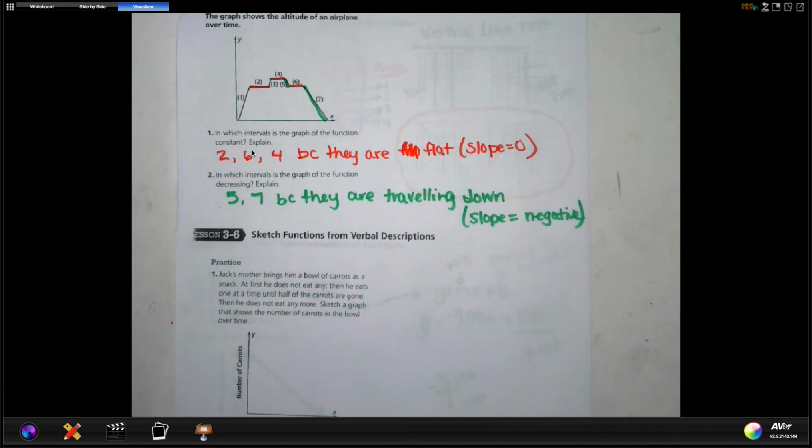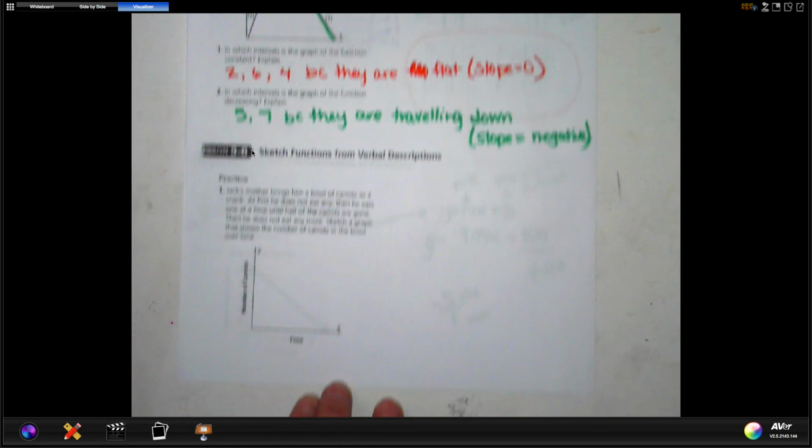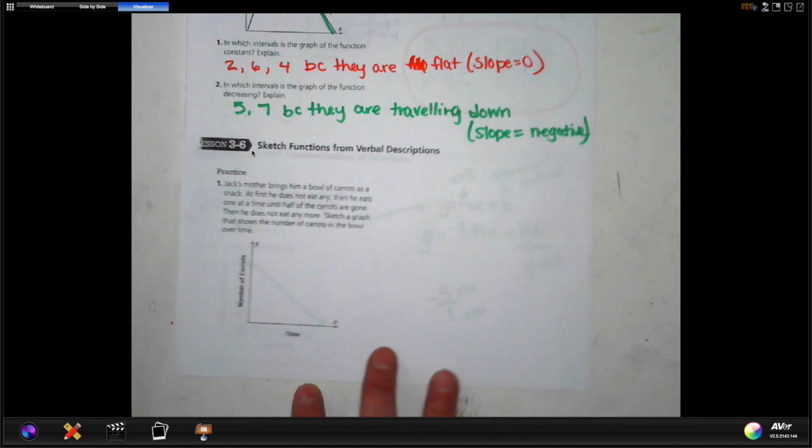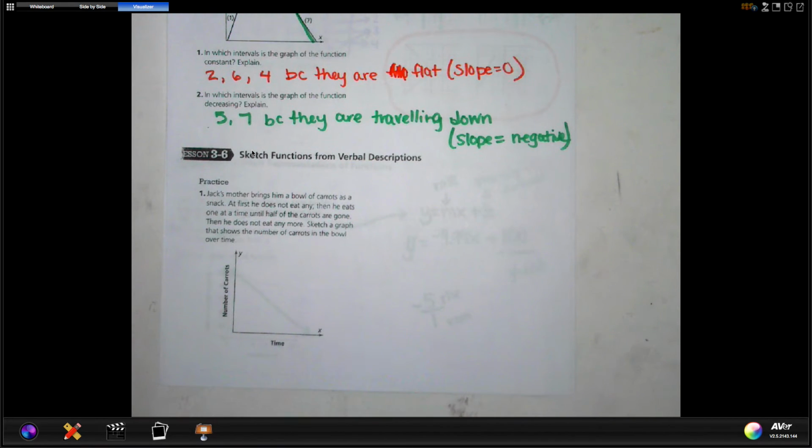Okay, last but not least, and again, this one's worth several points on a test because there are parts that you have to get correct. All right, Jack's mother brings him a bowl of carrots as a snack. At first, he does not eat any. Then he eats one at a time until half of the carrots are gone. Then he does not eat any more. Sketch a graph that shows the number of carrots in the bowl over time.